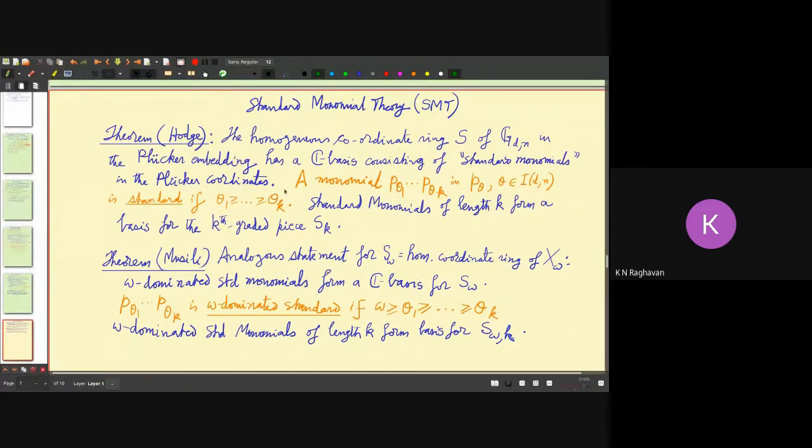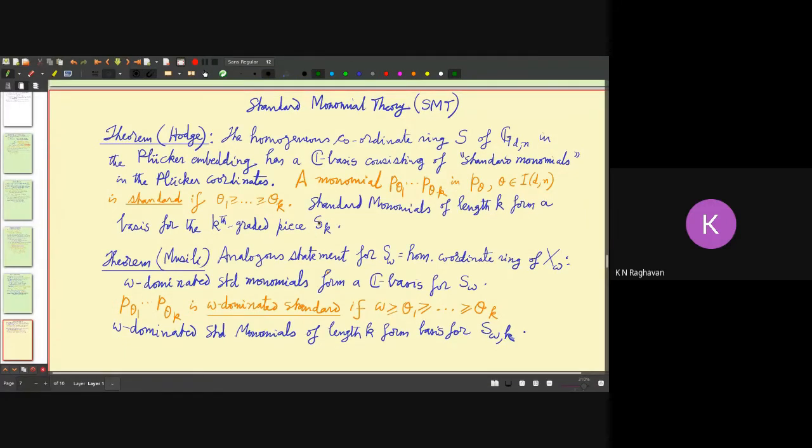Okay, so what is a standard monomial? A monomial like this in P_θ is standard if θ_1 is bigger than or equal to, up to, θ_k. That is the definition of standard. And of course, standard monomials of length k form a basis for the kth graded piece S_k. So if I want the full basis for the whole ring, I must let k vary. If I keep k fixed, then I get it for the graded piece S_k.